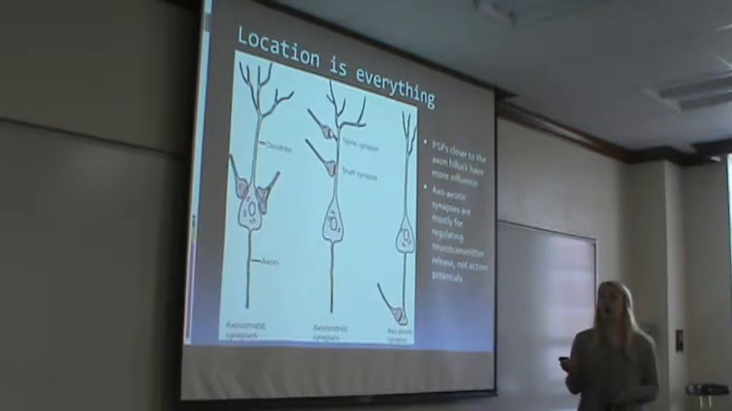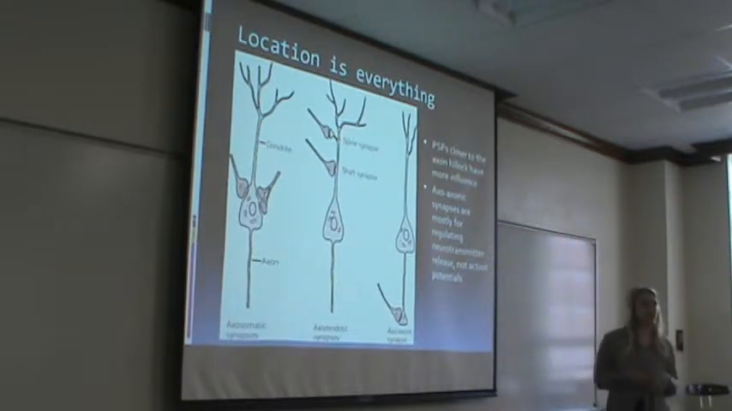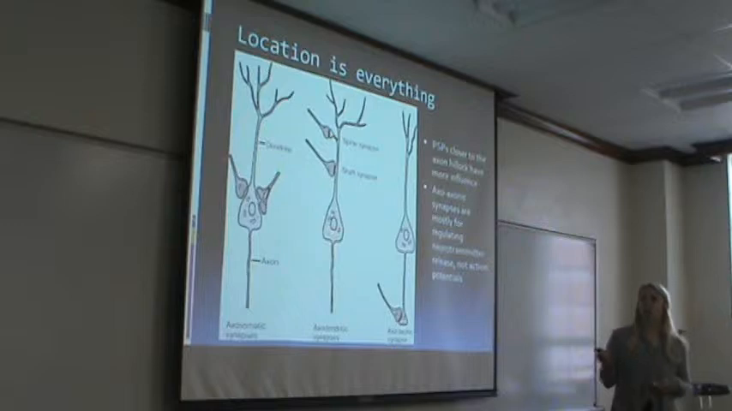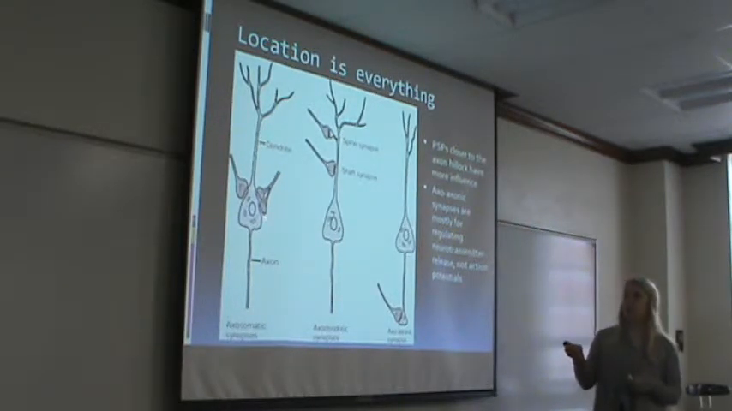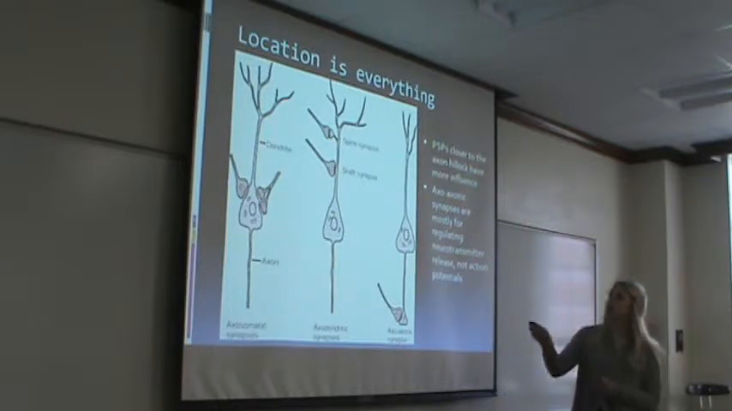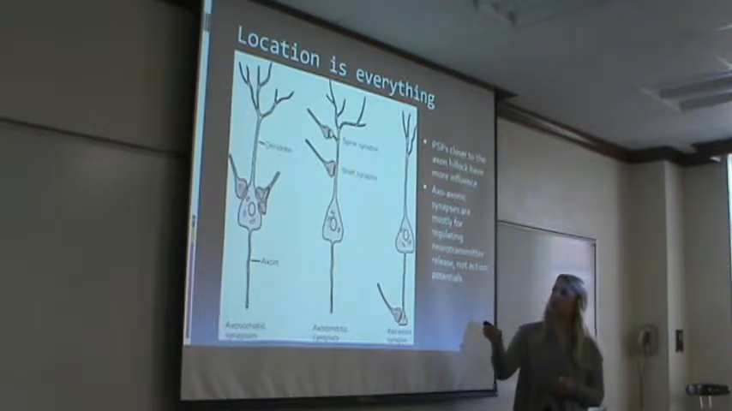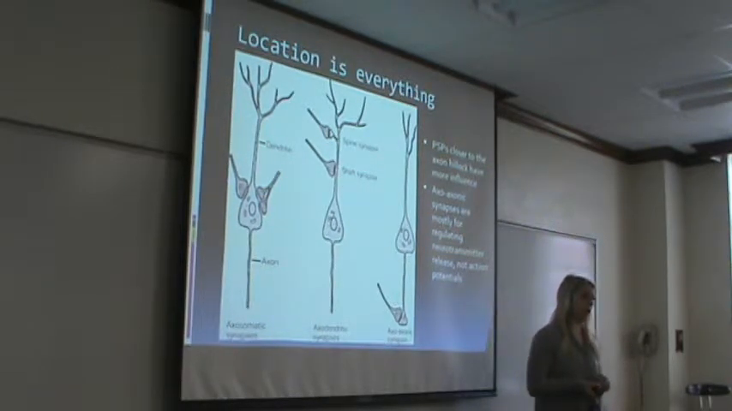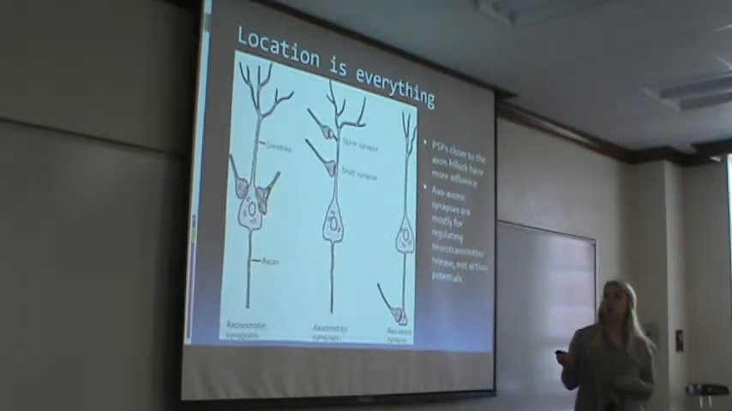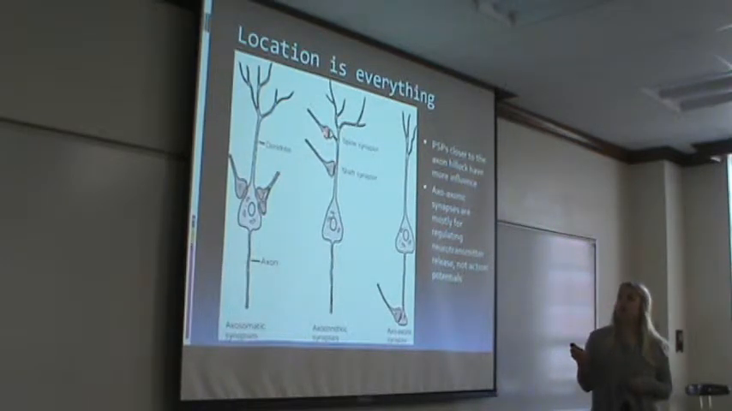You can also have axosomatic synapses, so this means that they're connecting onto the cell body, right, onto the soma. And so because these, let's say, these guys are connected over here, these three are going to have more influence than the two that would be up here because they're closer to the axon hillock. So let's say you have, for example, that these are excitatory and one of these is excitatory, but you have two inhibitory.